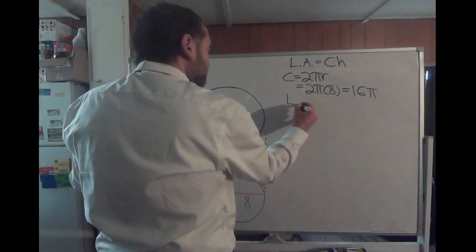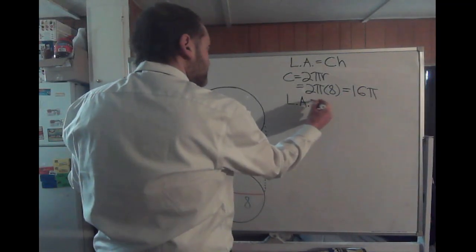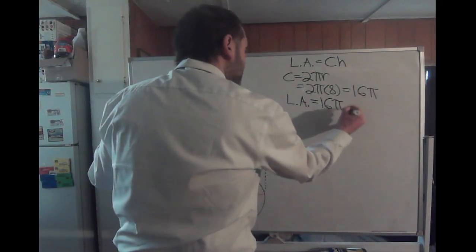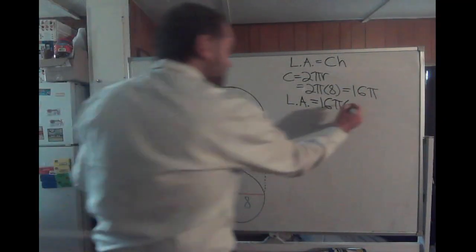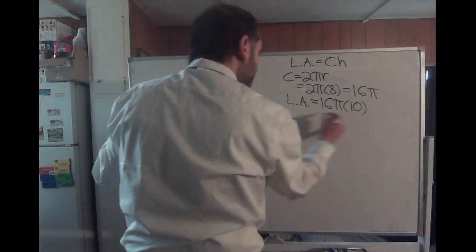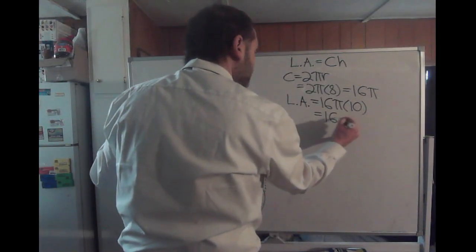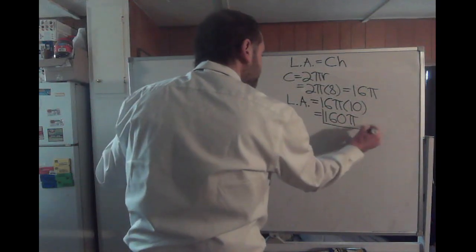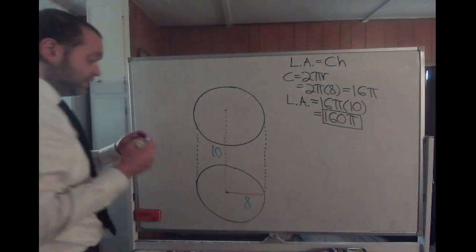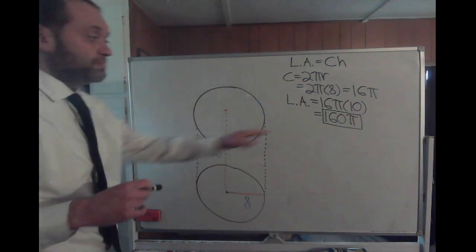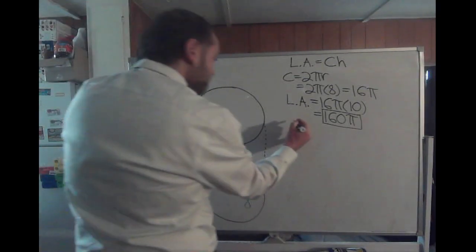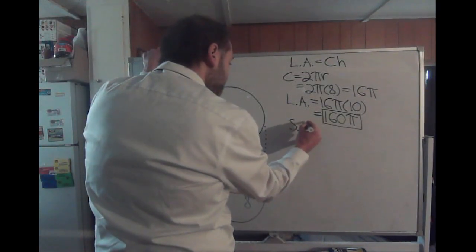Now we can find the lateral area, since we know the circumference to be 16 pi, times the height of the cylinder, which is 10 units, which would give you a lateral area of 160 pi square units. So we have the lateral area of the cylinder being 160 pi square units. Now, of course, we need to go on to find the surface area.